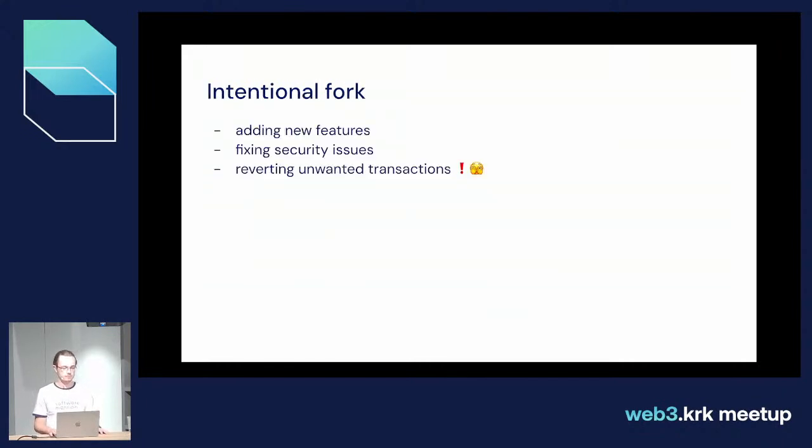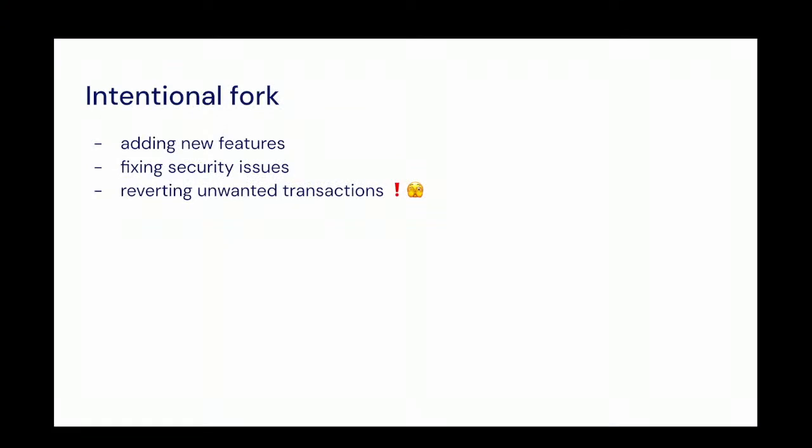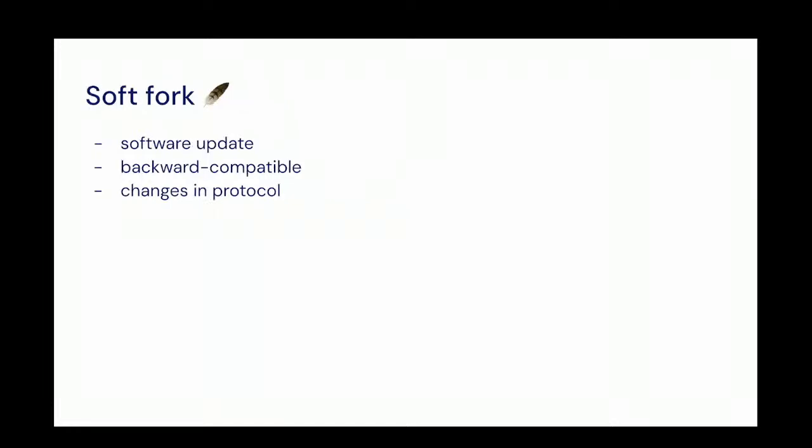And the other type of fork is intentional fork. This happens when the community or developers want to add some new features, fix bugs, or revert unwanted transactions, which is tricky because in the blockchain we almost can't do it, but it happened in a big cryptocurrency. And intentional fork splits into two types of forks.